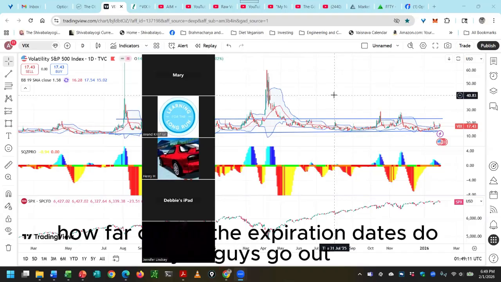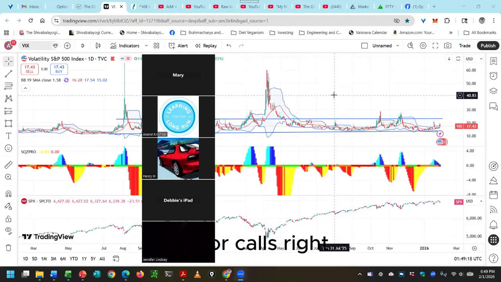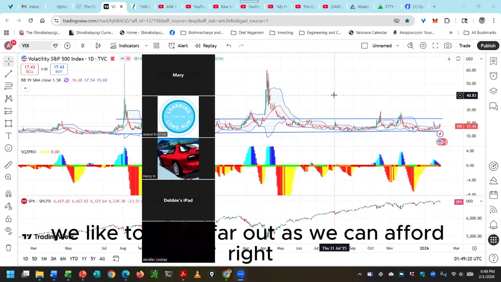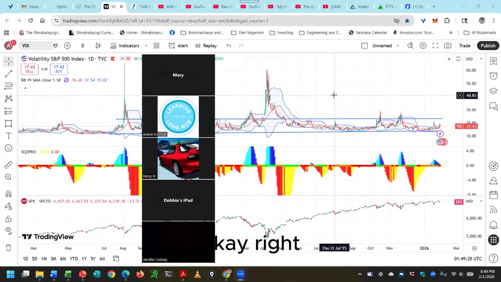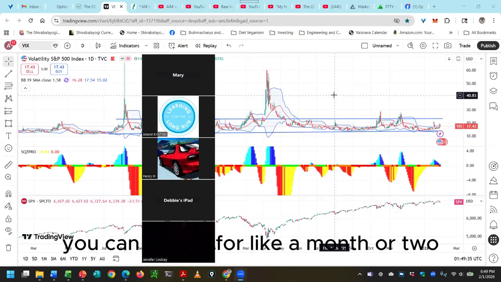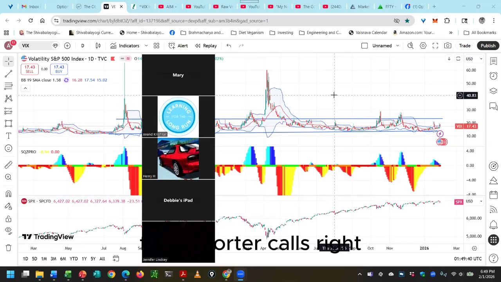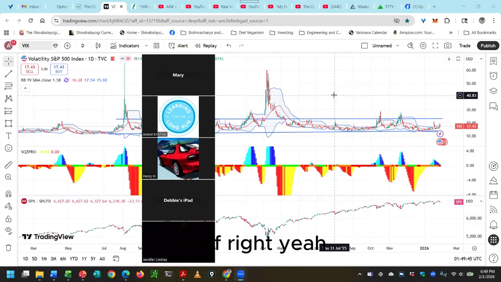how far out for the expiration dates do you guys go out? Like if it's for a call, do you have a recommendation? So for calls, we like to go as far out as we can afford. We try to get LEAPS for those, one year, two years. Now that is for long positions. For short positions, it's not as critical. You can go out for like a month or two, for shorter calls, and that depends on what's going on with the market itself.